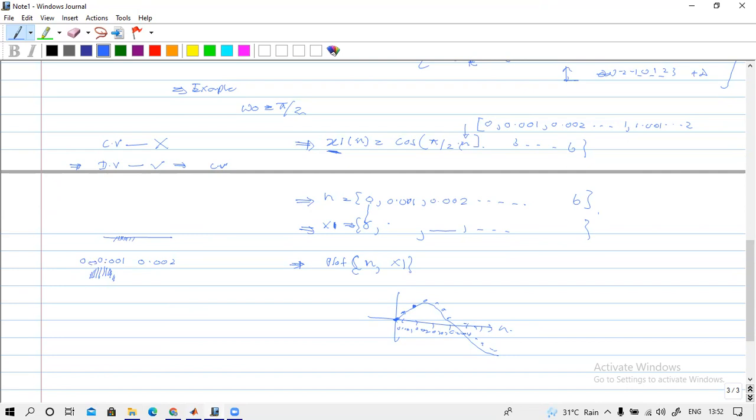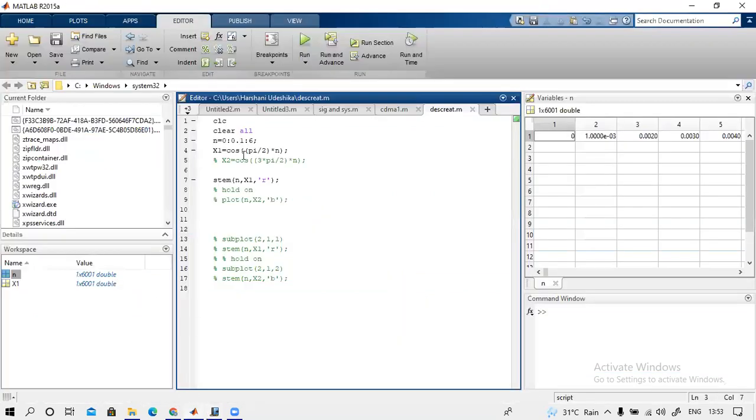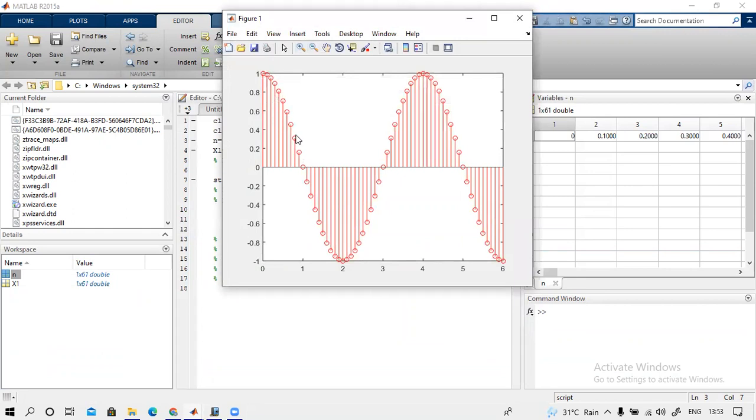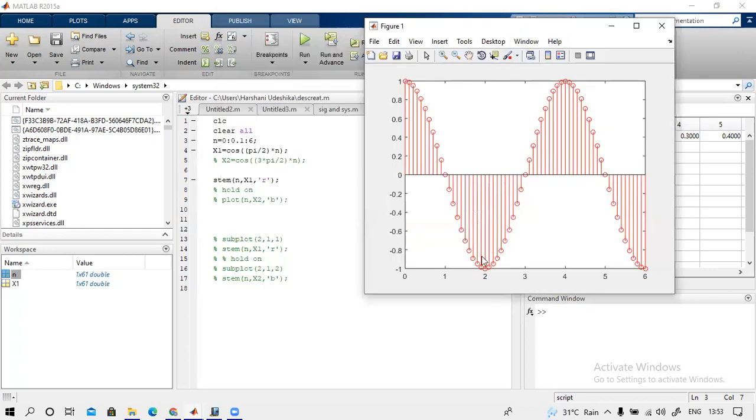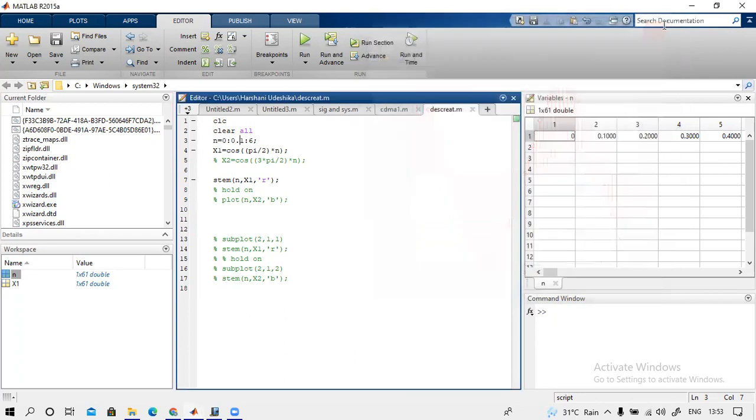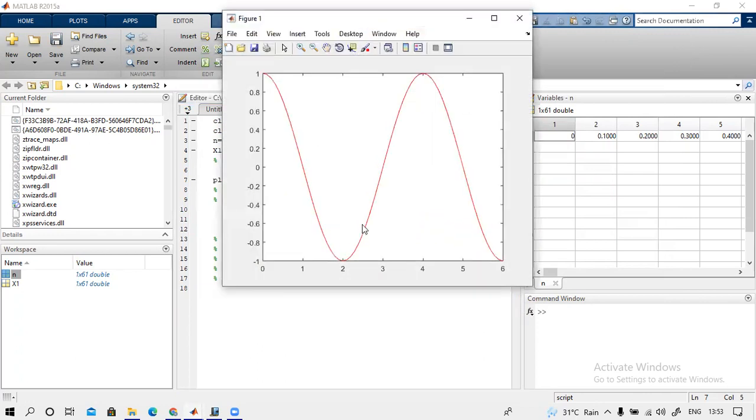So I simply extend the step. I get 0, 0.1, 0.2, 0.3, likewise. Now I should be able to see. Let's see. Can you see? Yeah, now you can see, no? And you can see the sampled signal like this. So this is the sampled signal. But I'm not going to draw the sampled signal; I will draw the continuous signal. So I will use plot here. So this is the signal we get.